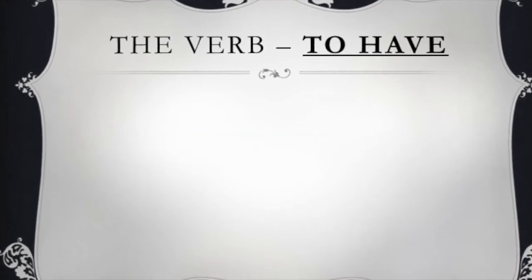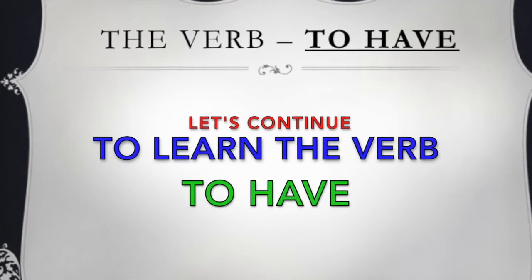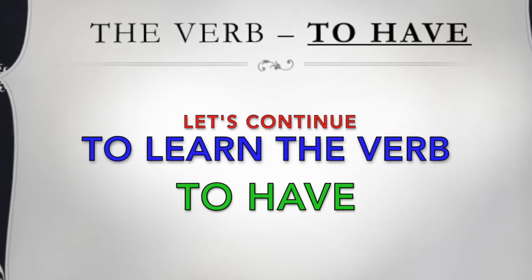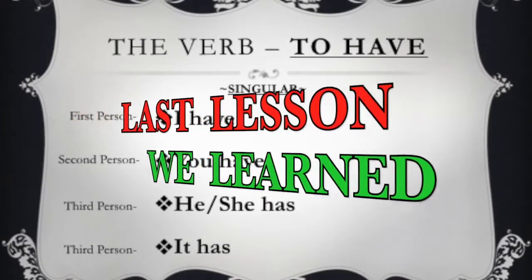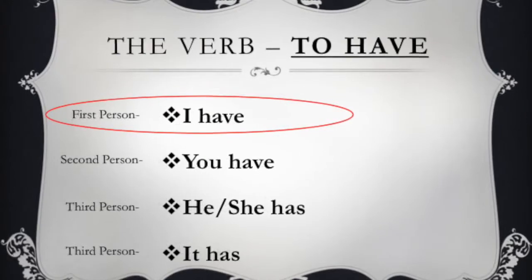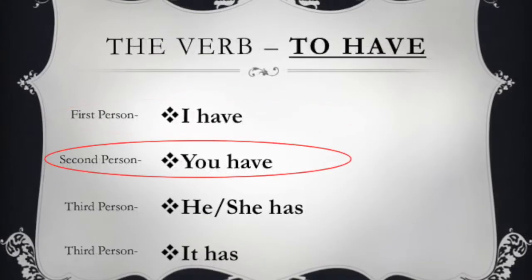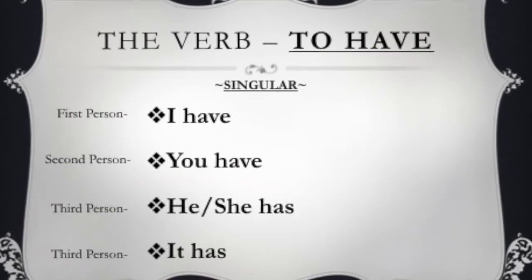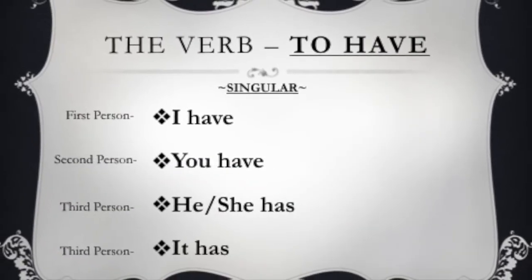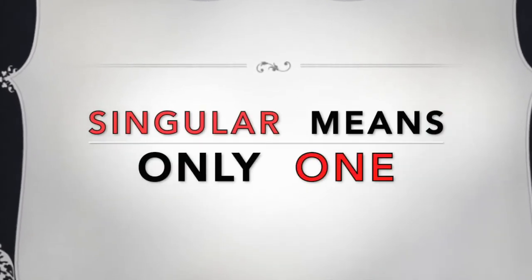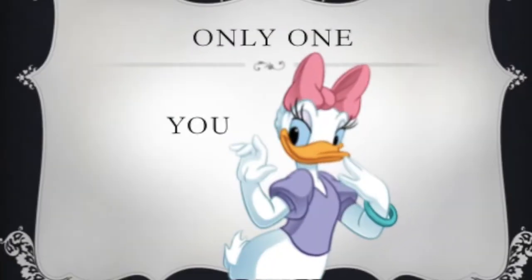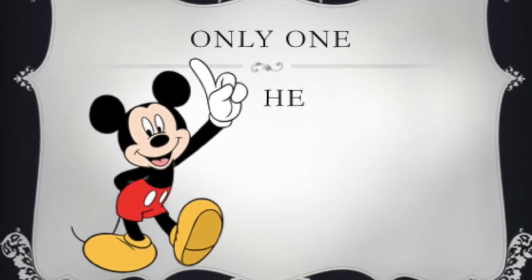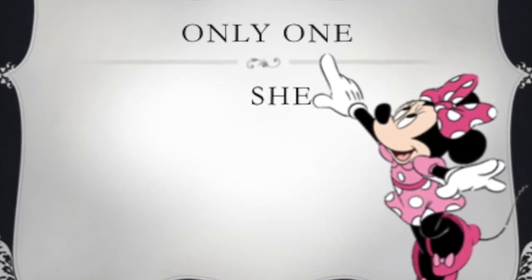Hello, class. Today, we are going to continue to learn the verb to have. Last lesson, we learned first person, second person, and third person singular forms of the verb to have. We say singular because it means only one. Only one me, only one you, only one he, and only one she.